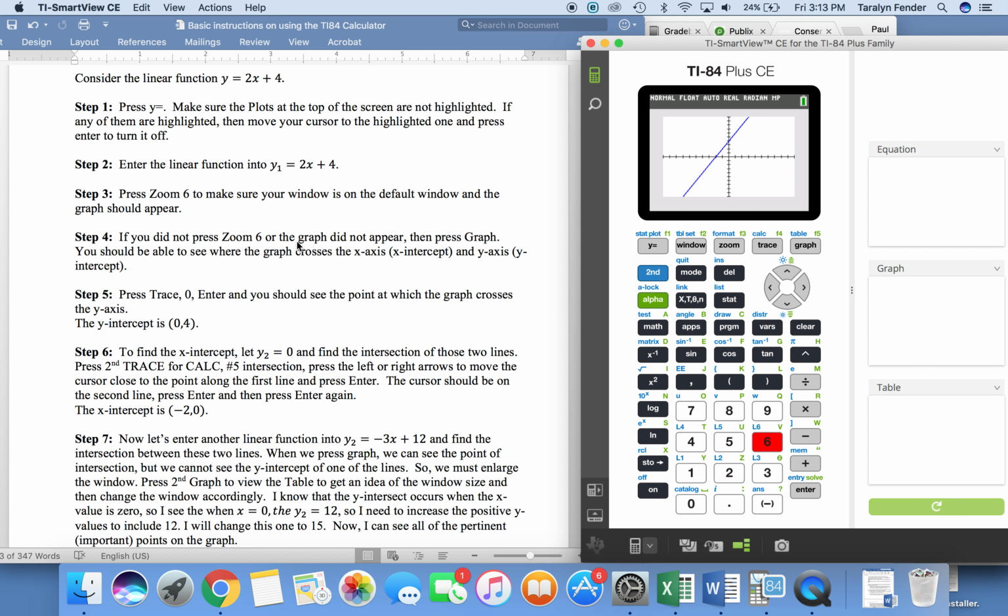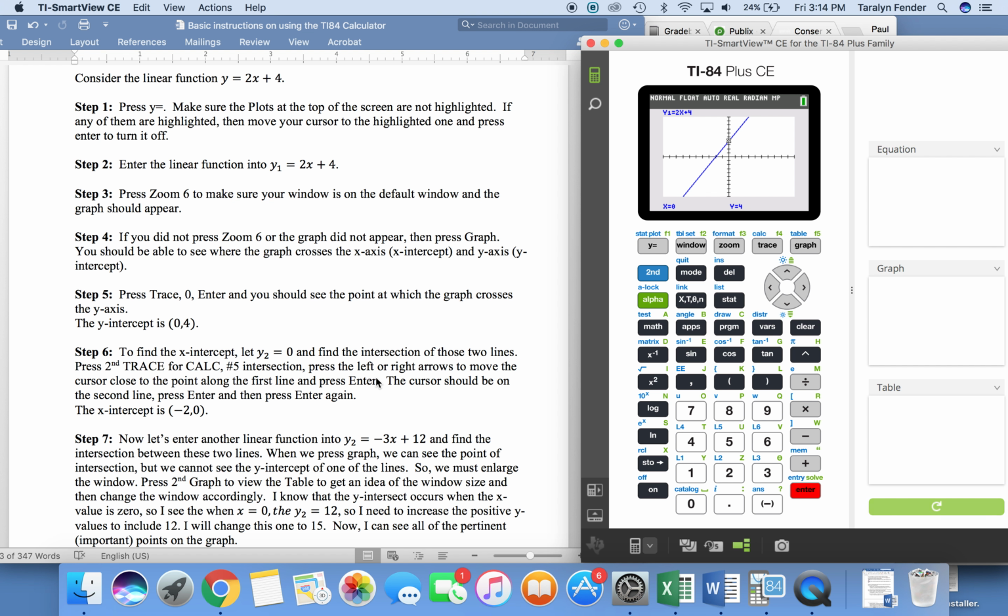You should be able to see where the graph crosses both the x-axis and the y-axis to see the x-intercept and the y-intercept. In step 5, press trace and 0 and enter, and you should see the point at which the graph crosses the y-axis. In this case, the y-intercept is at (0, 4).